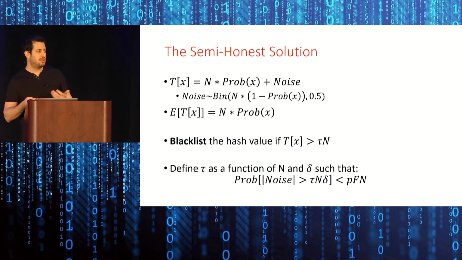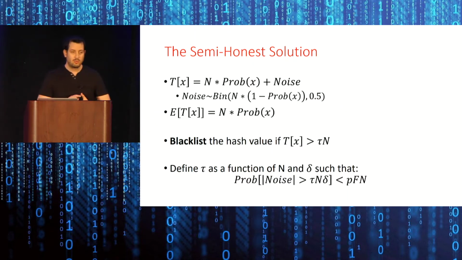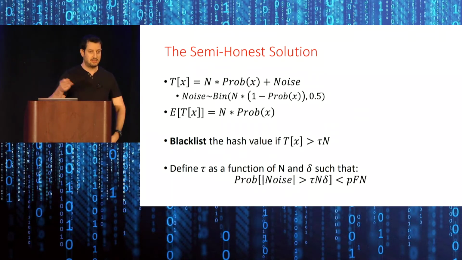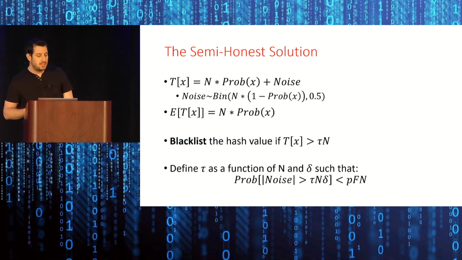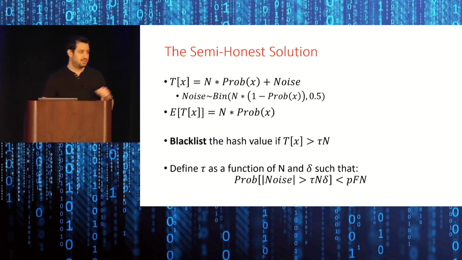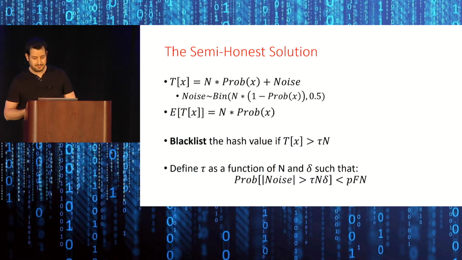And we can actually show that the expected value of each counter is what we want to learn. We blacklist any value that is larger than tau n, where n is the number of users. And we're going to dynamically choose tau to be large enough so that the random noise that we get from the random walk will not break the correctness requirements that we have. OK, so this sounds perfect.